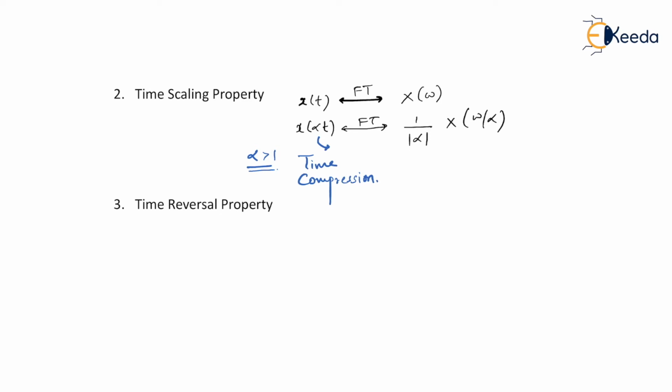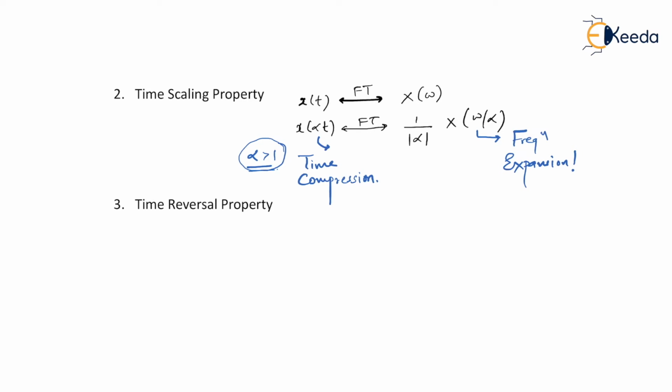In that case, if you see in the frequency domain, as you can see, alpha is not getting multiplied with omega, it is in fact dividing omega by alpha. So here what is going to happen is frequency expansion. And of course it must happen because time domain and frequency domain are inversely proportional to each other. So if compression takes place in the time domain, expansion must take place in the frequency domain. And again it is vice versa. Let's say if alpha is lesser than 1 instead of greater than 1, then time expansion will take place in the time domain. In that case, frequency compression will happen.